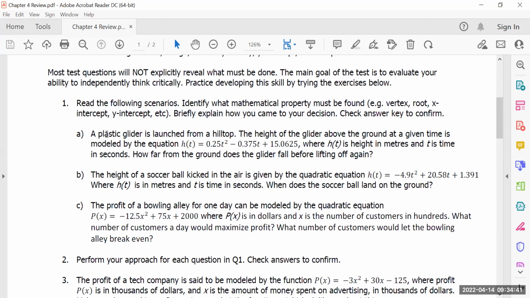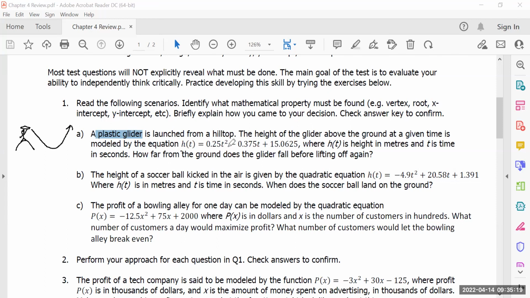Let's read. A plastic glider, in other words a paper airplane, is launched from a hilltop. So just to make myself feel better, here's my plane and I'm going to launch it. The height of the glider above the ground at a given time is modeled by the equation, where h of t is height and t is time in seconds. How far from the ground does the glider fall before lifting off again? Well, that already tells me that most likely it's going to go down and then back up in the shape of a parabola.